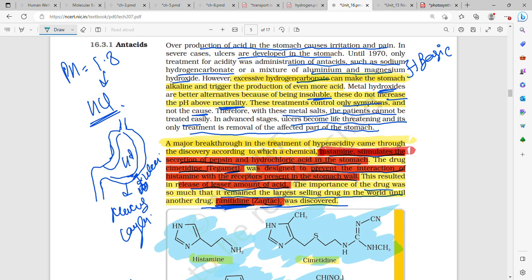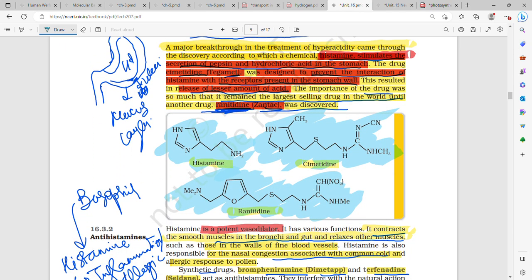Why? Because metal hydroxides are insoluble, and they do not increase the pH above neutrality. They only control the symptoms and not the cause. Therefore, with metal salts, the patients cannot be treated easily. In advanced stages, ulcers become life-threatening, and the only treatment is the removal of the affected part of the stomach.